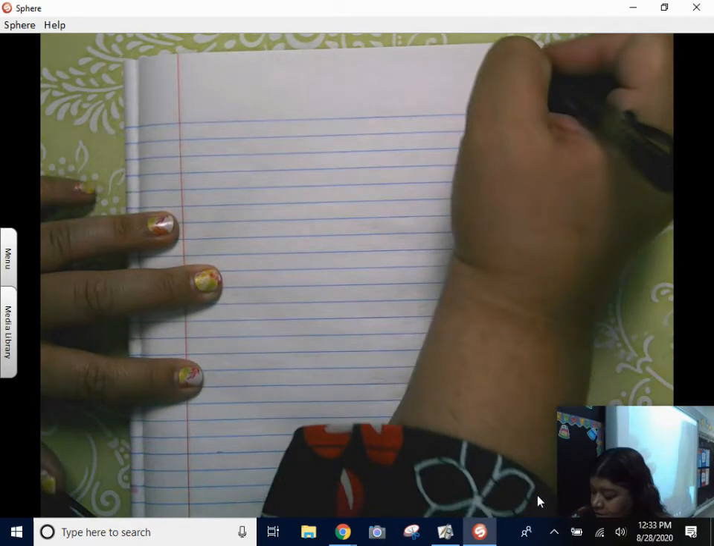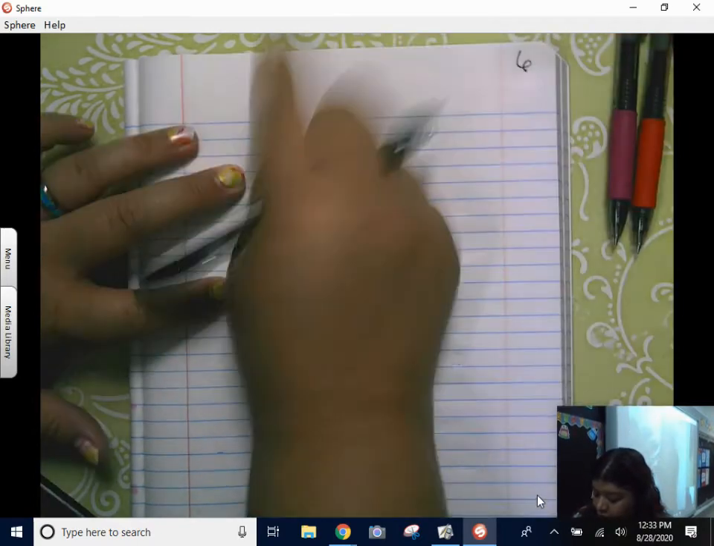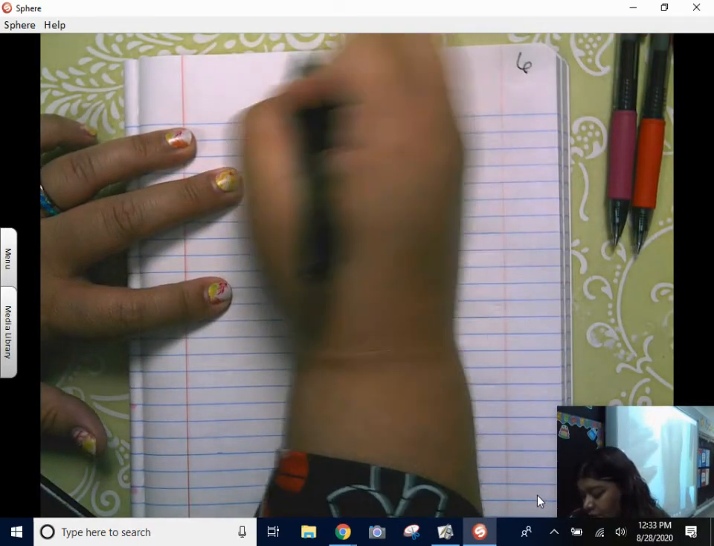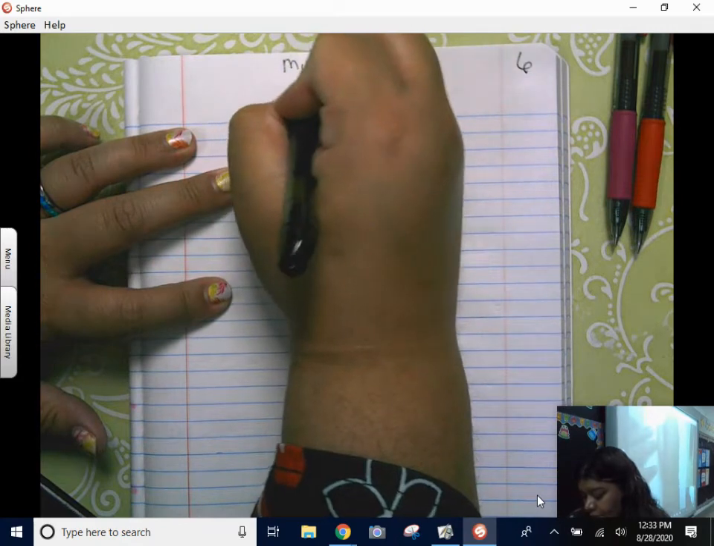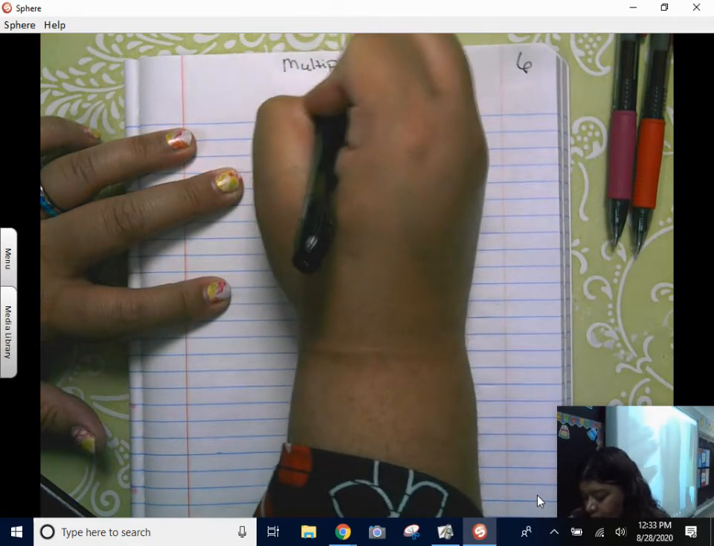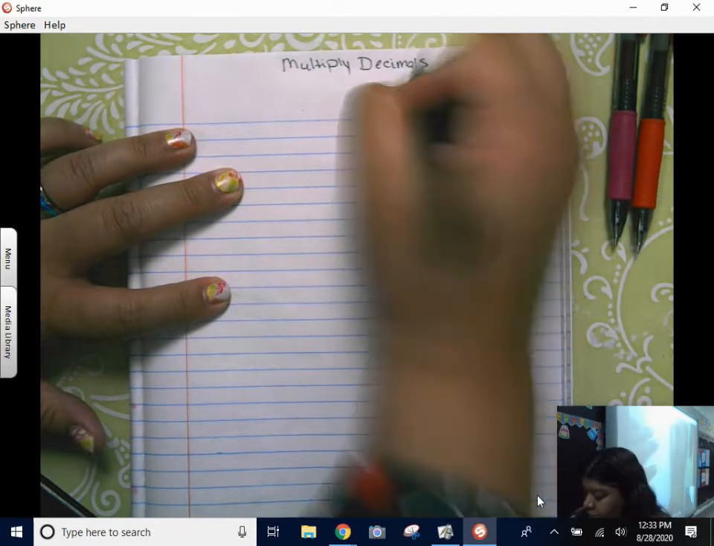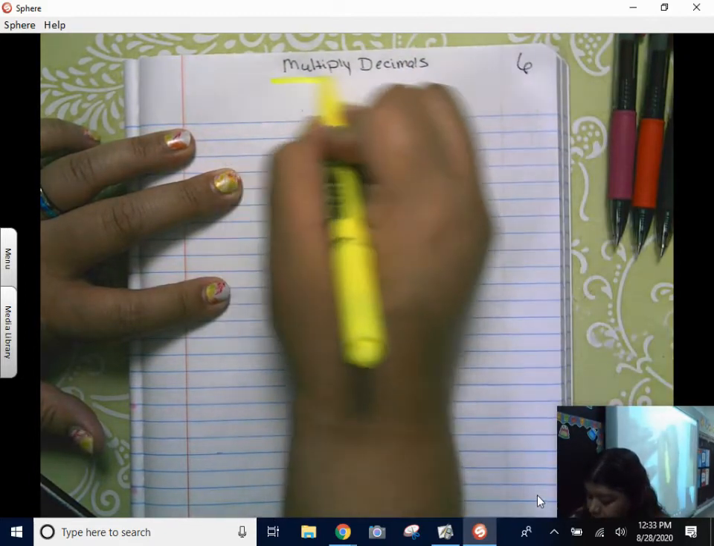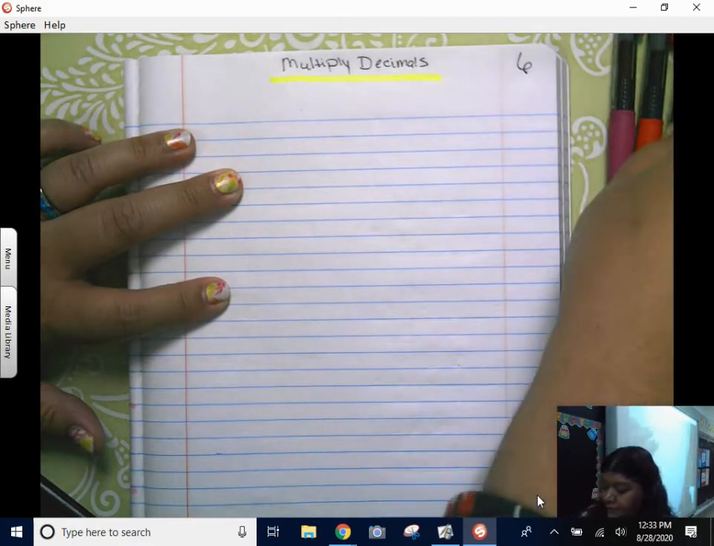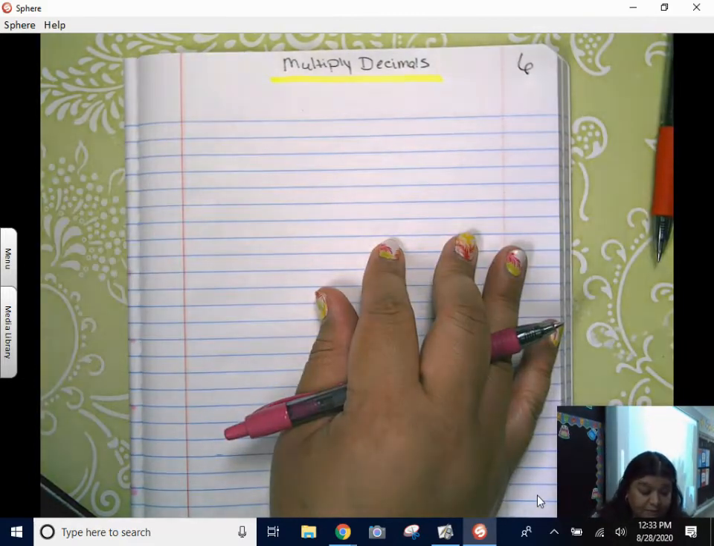So let's go to our page 6 right here. Okay. And if you remember, page 6 is up here, and our objective goes on top. Today we are going to learn how to multiply decimals. Very good. We'll learn how to multiply decimals. And there's really only 2 steps to multiplication.